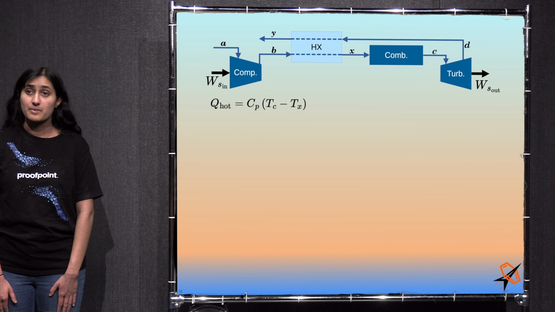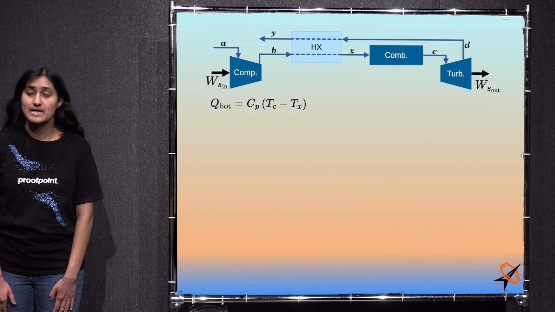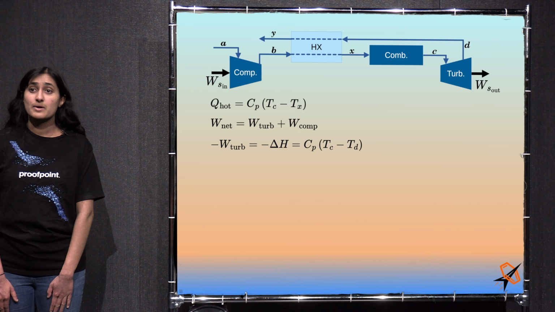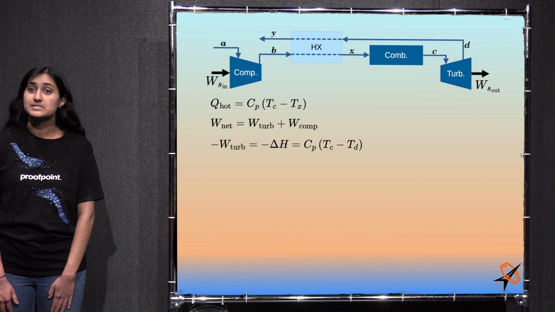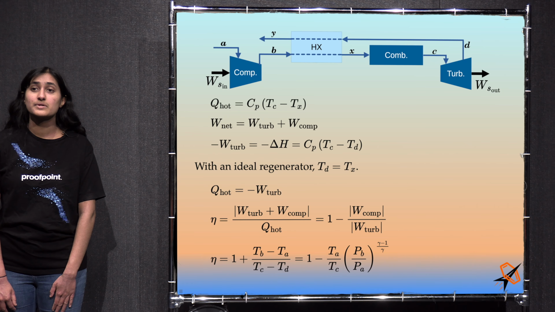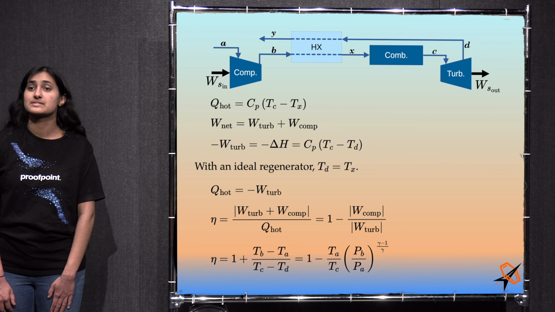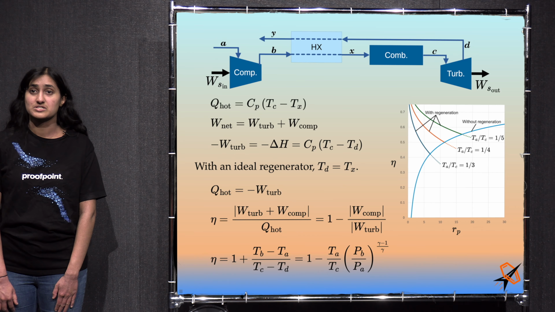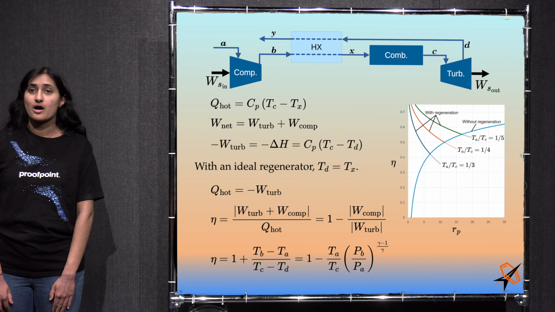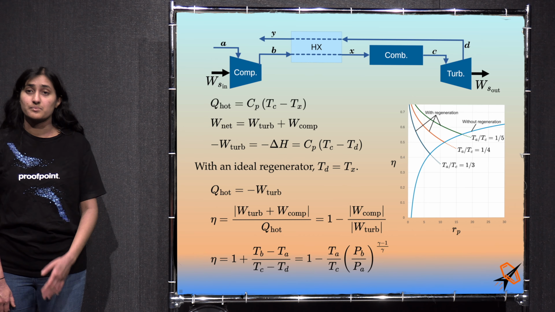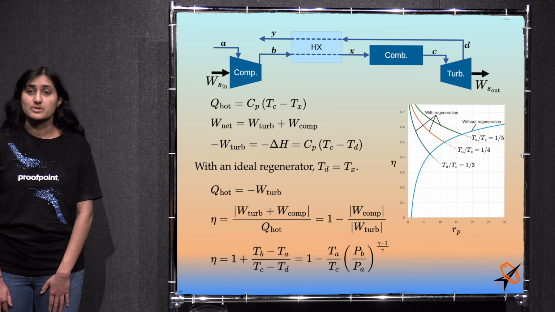Q hot is added in the combustor, Cp times (Tc minus Tx). The net work is W turbine plus W compressor. The turbine work is the change in enthalpy from C to D, Cp times (Tc minus Td). For an ideal heat exchanger, Tx equals Td, so the efficiency is 1 plus (Tb minus Ta) over (Tc minus Td). For low pressure ratios, the regenerator really increases the efficiency. For higher pressure ratios, not having regeneration is more efficient. The designer has to weigh both efficiency and complexity in designing a Brayton cycle with regeneration.